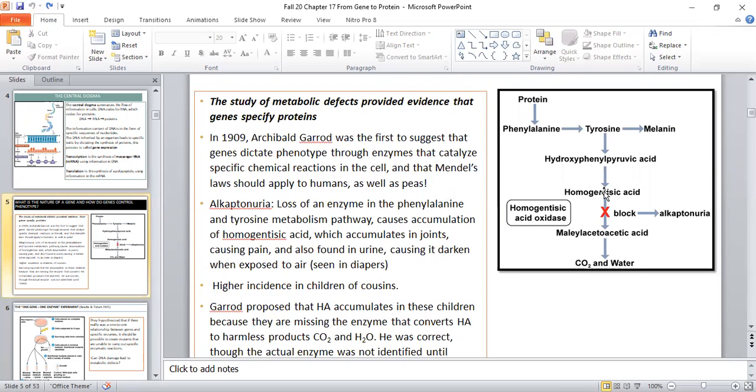Okay, so the study of metabolic defects provides evidence that genes specify proteins. They are specific, correct? Each gene is specific to make one particular kind of protein. Now, what they actually did, I will show you this thing. The tools I'm going to use now, okay?